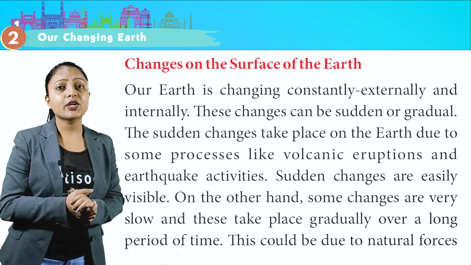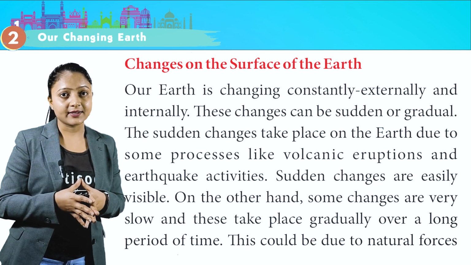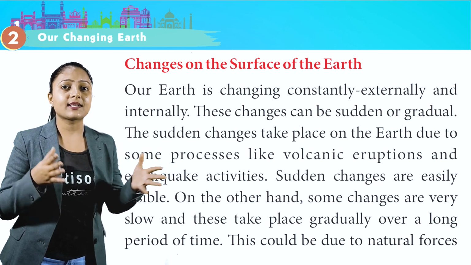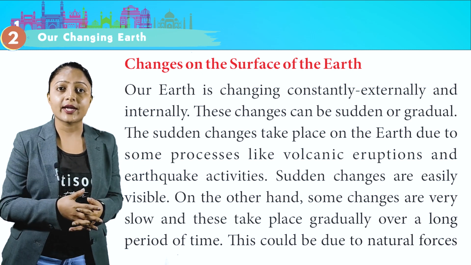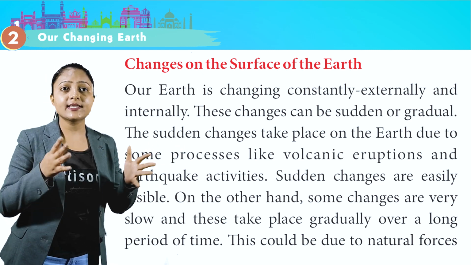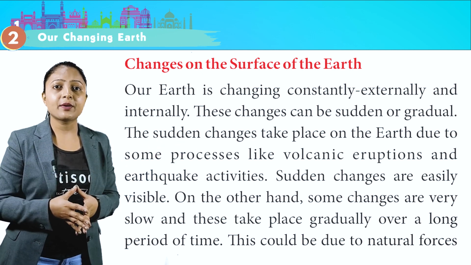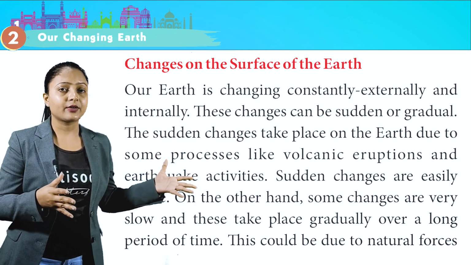Our earth is changing constantly, externally and internally. These changes take place on the earth due to some processes like volcano eruptions and earthquake activities. Certain changes are easily visible. On the other hand, some changes are very slow and take place gradually over a long period of time.